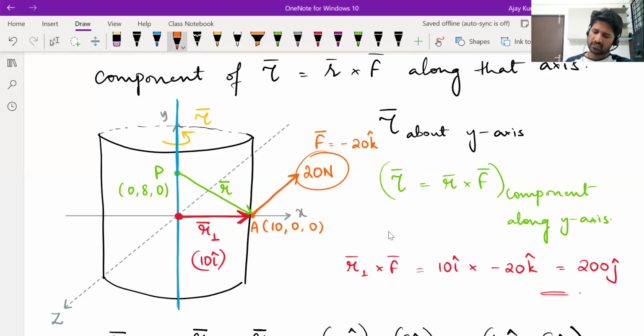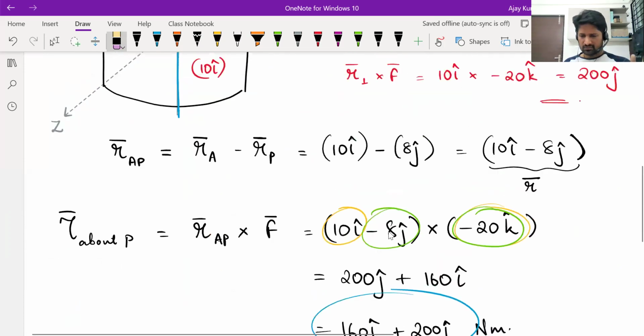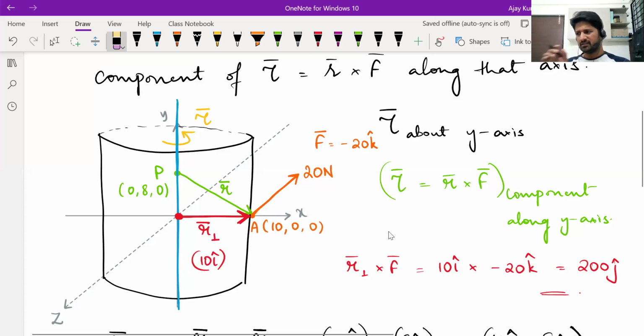Suppose the force was not in the z direction. Let's say it was like this. Then what to do? Then again you take the cross product and take its component along the y-axis. So if you are given the force as a vector and if you know the point of application of the force coordinates, this is how you calculate torque about an axis.